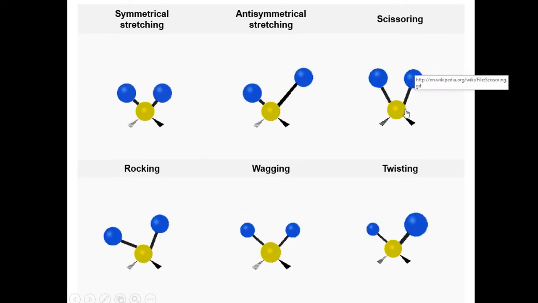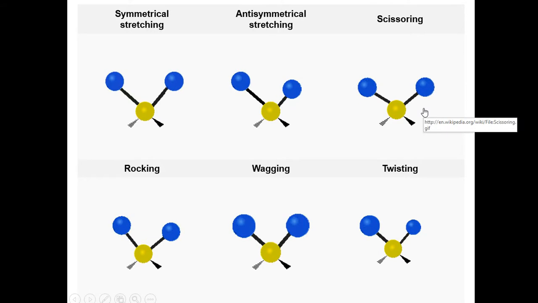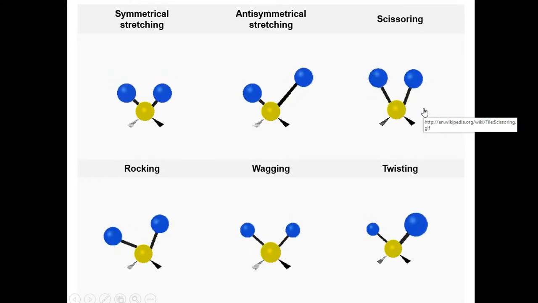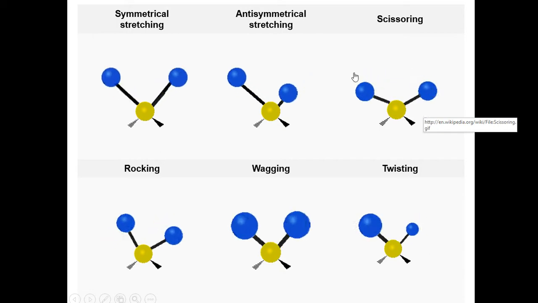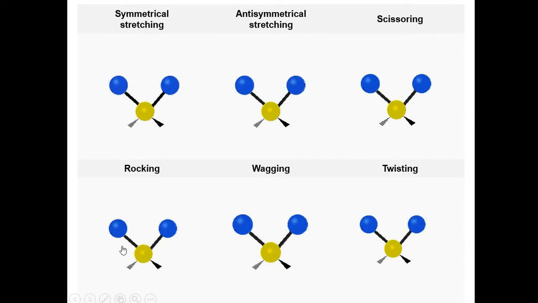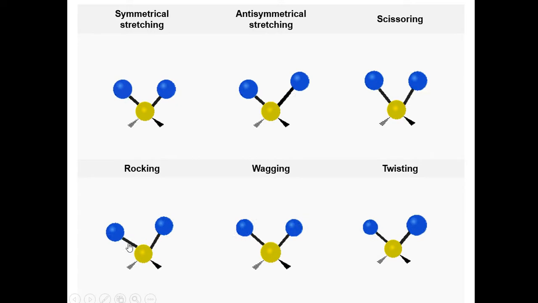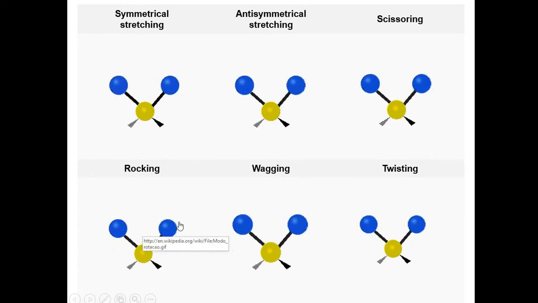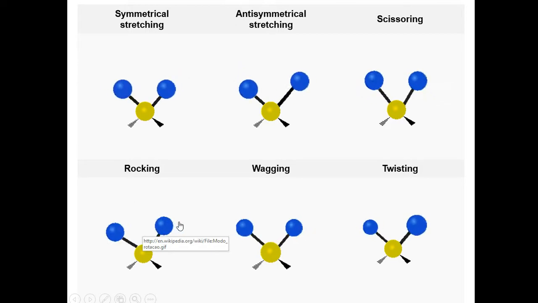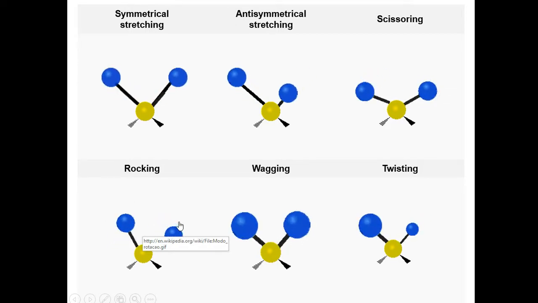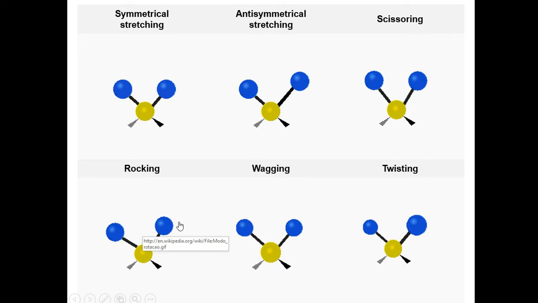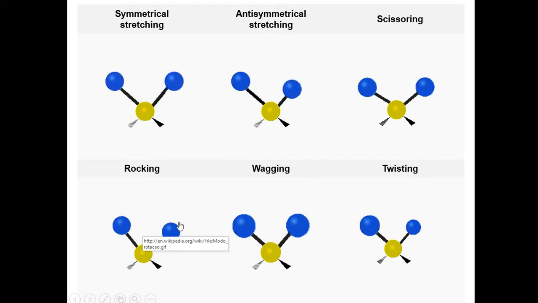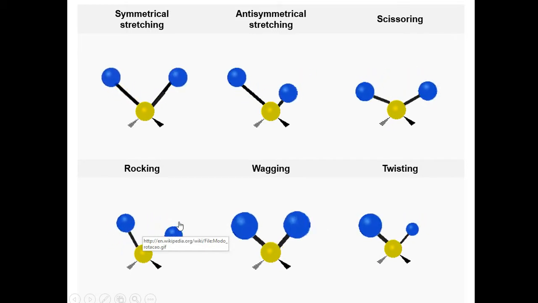Then this is the bending vibration, the scissoring one, where both bonds approach toward each other. Just remember that this is occurring in one plane, and the rocking is also occurring in one plane, so we can say these are in-plane vibrations. In rocking, both bonds shift either to one side or the other. The bond angle will change, and it occurs in one plane.